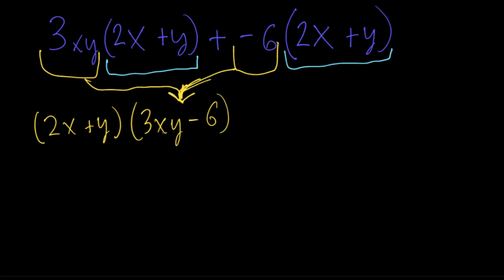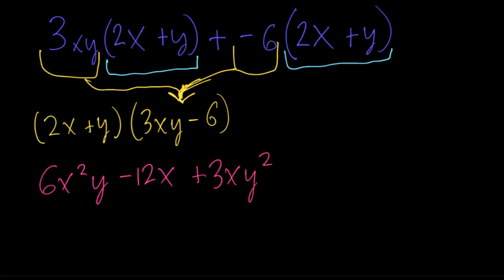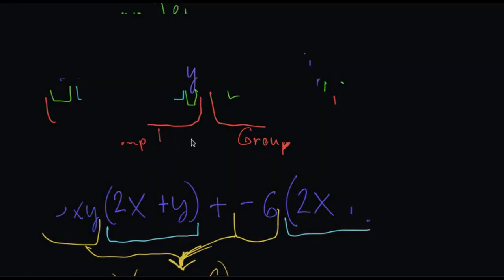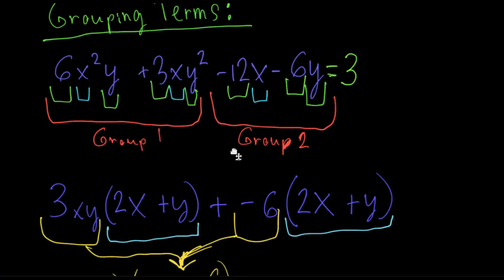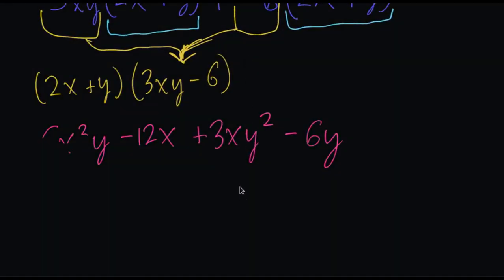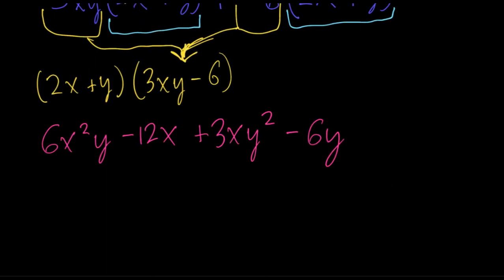So 2x times 3xy will give us 6x squared y. 2x times minus 6 will give us minus 12x. Y times 3xy will give us 3xy squared. And y times minus 6 will give us minus 6y. And if we look back at our original expression, we'll see that that is exactly what we started with. So that means that we factorized it, right? Because it's equal to the expression that we started with.